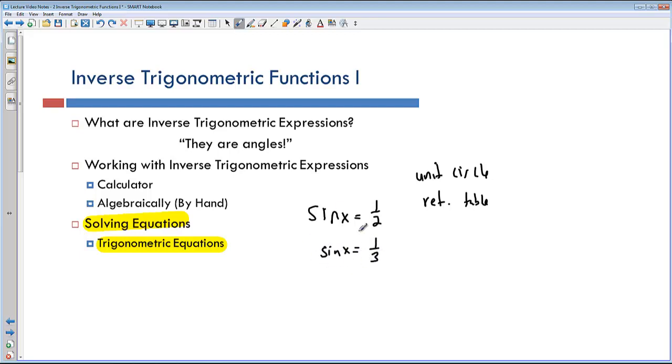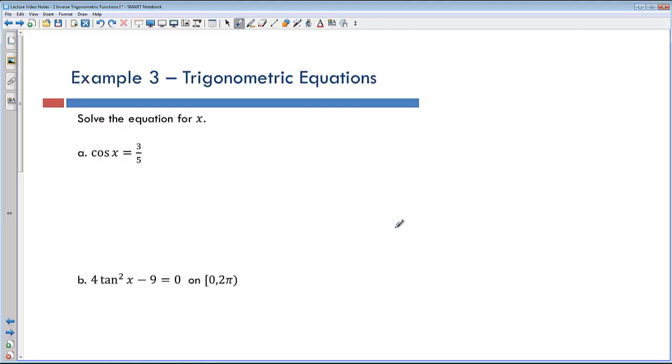Now the problem with solving this equation is that you can't use a unit circle because you don't have an output of 1/3 in the unit circle, and you can't use a reference table because 1/3 is not in your reference table. So what do we do? So let's do an example. Say I took the cosine of x equal to 3/5. And so notice you can't use a unit circle because you can't see the angle that gives you the input value of 3/5.